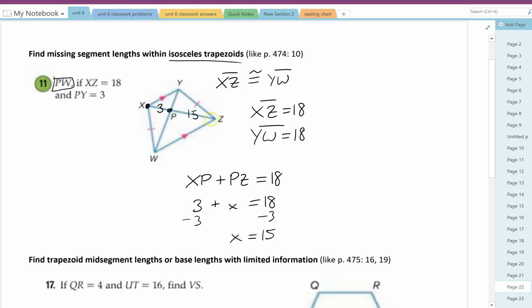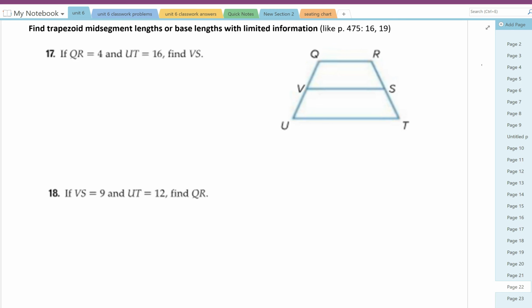Well, if this segment here from X to Z is 18, and it's broken up into a 3 and a 15, then this one over here is going to be the same thing, right? And the part that we're actually looking for down here is PW, and so my answer to this question would be PW is 15.